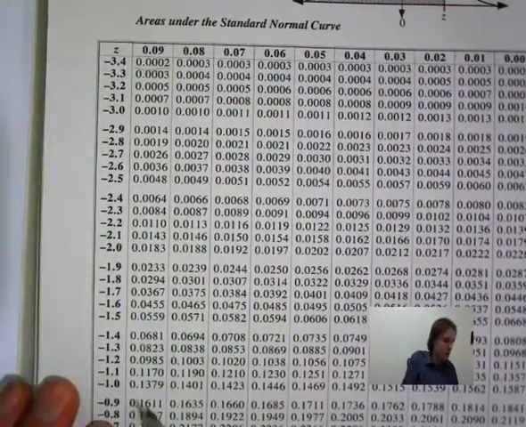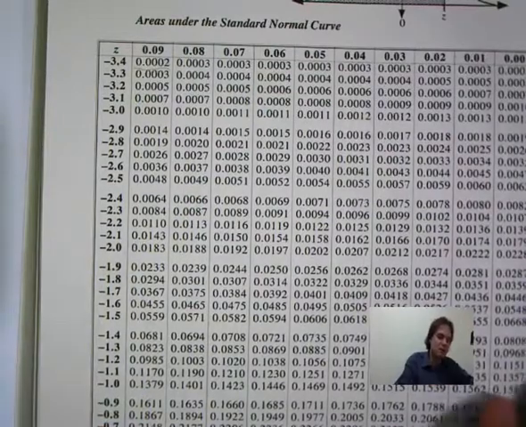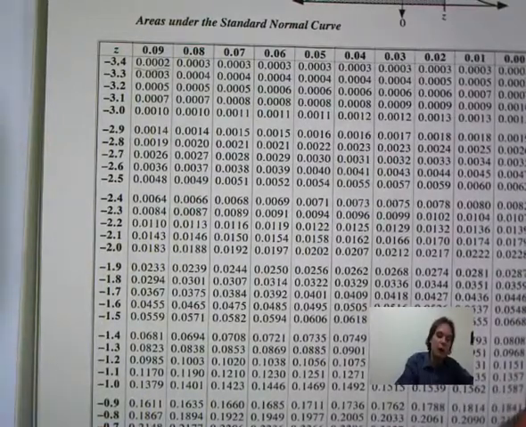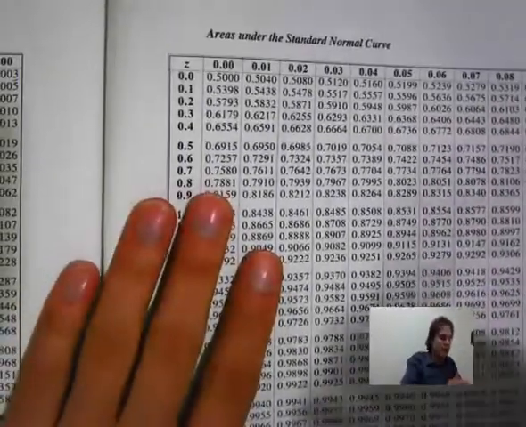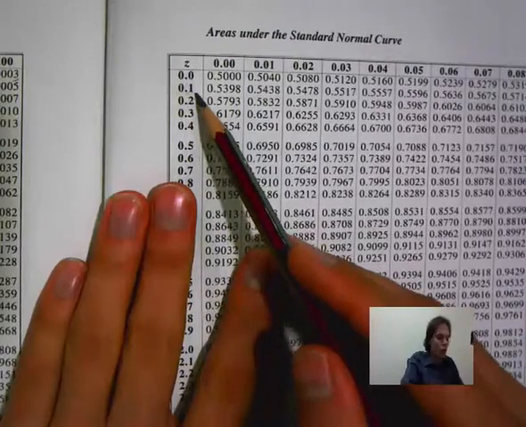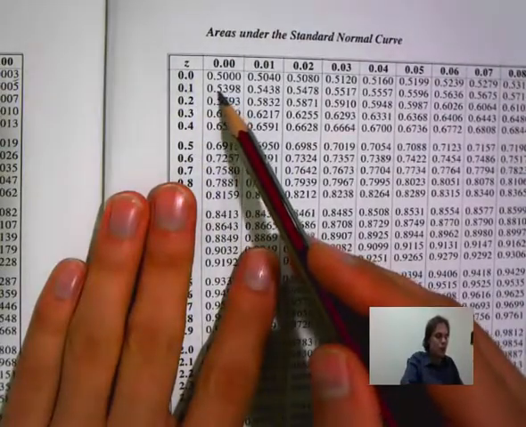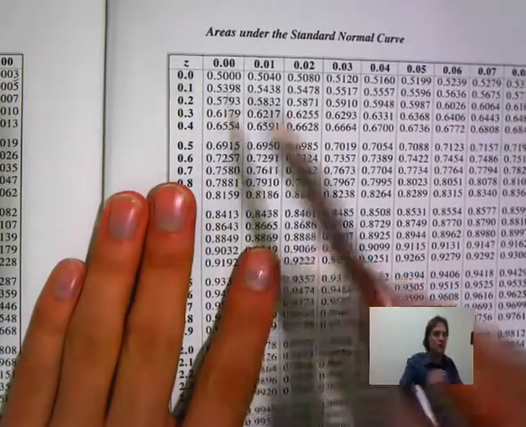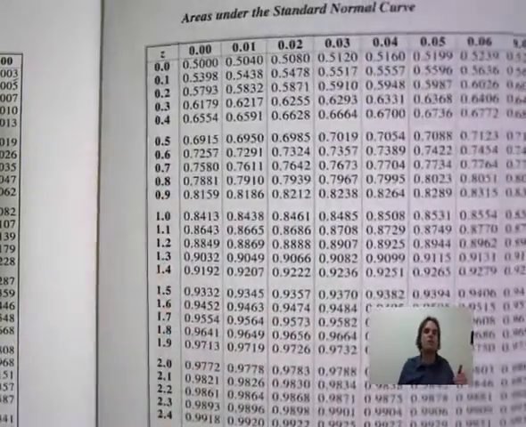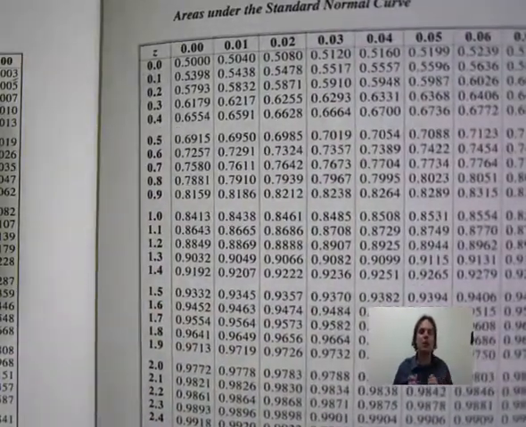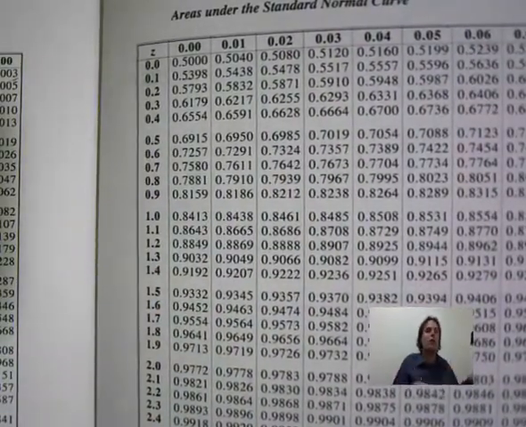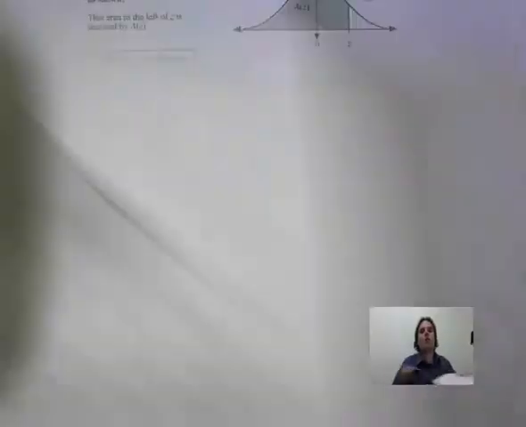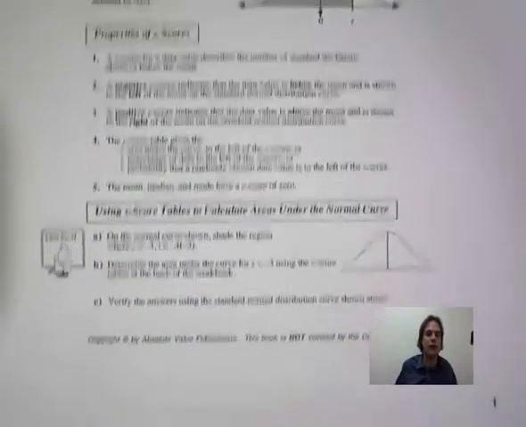If we go over here, everything less than 0.1, so that's positive, that's on the right side. Everything less than 0.10 is going to be 54%. Okay, 54%. So if I had a standard deviation of 0.1, we just have to use these tables here. And we're going to look at some examples to see how to do that.